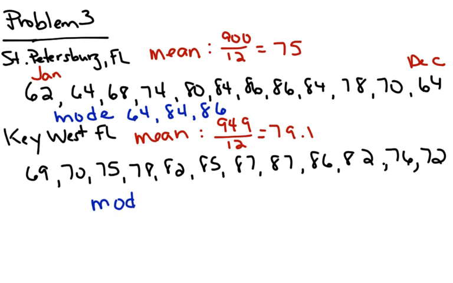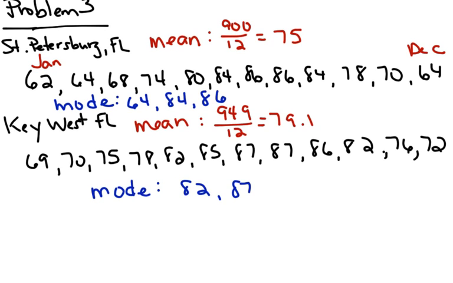Now if I go look at Key West, Florida, I see 82 pops up twice, and 87 pops up twice. So the modes are 82 and 87. To find the median, and then to find these things called the quartiles, I'm going to have to write each of these sets of data in order from least to greatest.